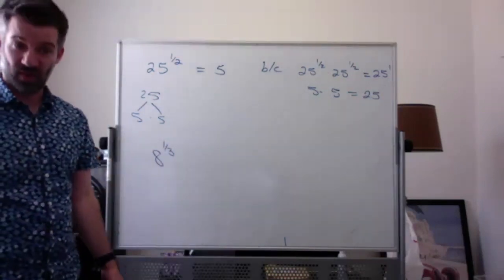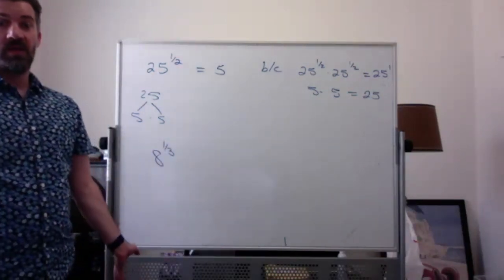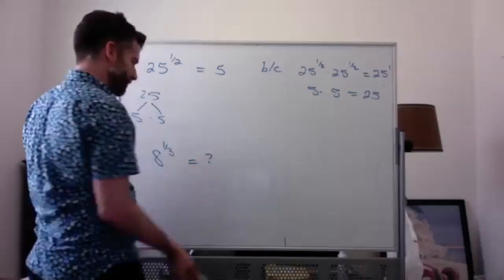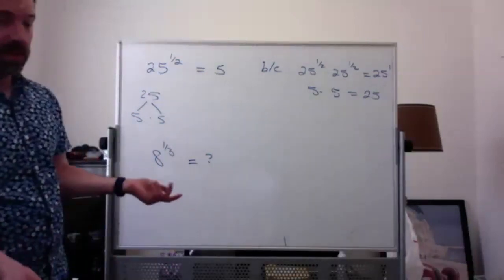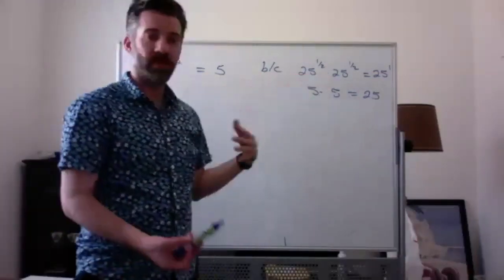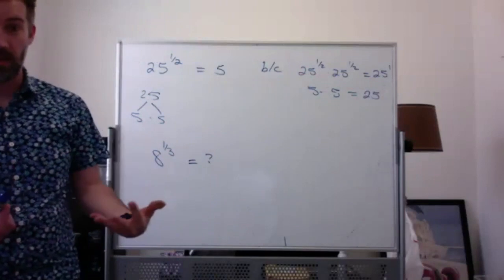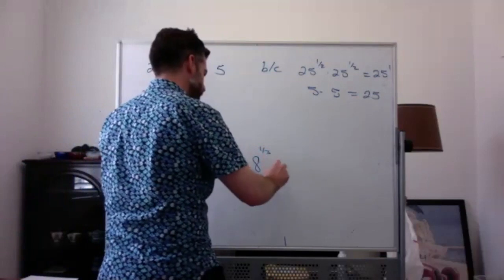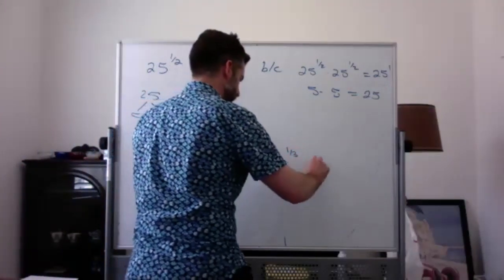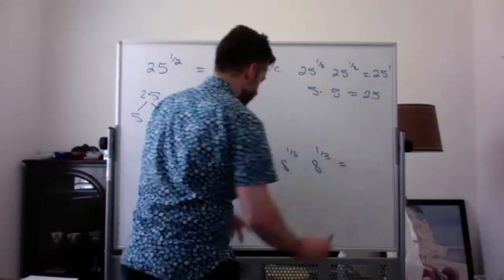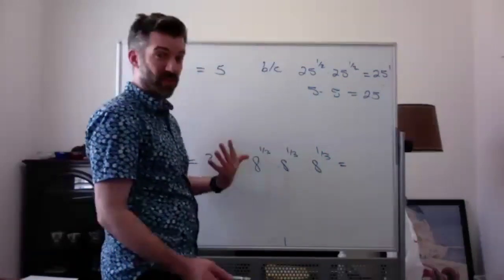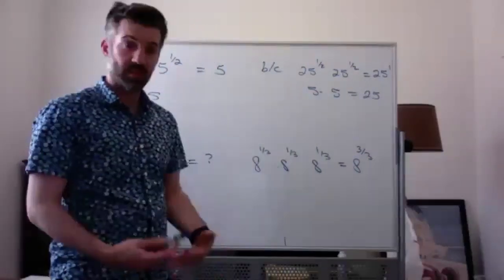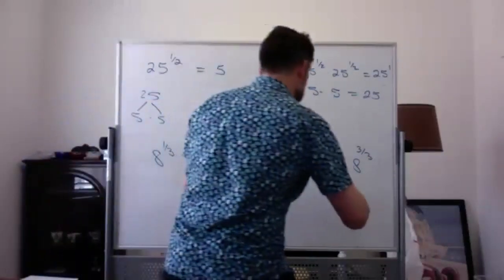8 to the 1/3. So now you're looking for a number. Here's the way I think of it. Before, I wanted to multiply enough of them together so that my power was 1. I want to do the same thing here. 8 to the 1/3 times 8 to the 1/3 times 8 to the 1/3. 1/3 plus 1/3 plus 1/3 is 3/3, which is equal to 1. 8 to the 1 is just 8.